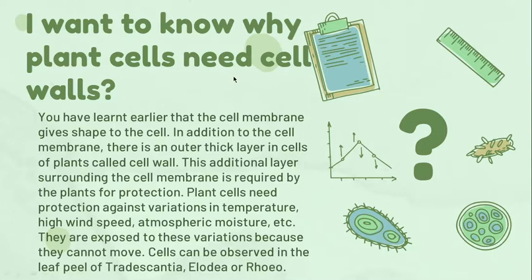Why only plants? Why not animals? Because animals just migrate from one place to another when they feel a place has a temperature that is uncomfortable for them. Then they move to a more comfortable or favorite place. But plants cannot. They just grow in one place for their entire life. So they are exposed to these variations because they cannot move from one place to another, or migrate. For example, we can observe this in the leaf of Tradescantia, Elodea.